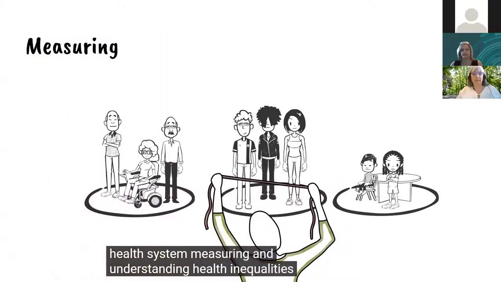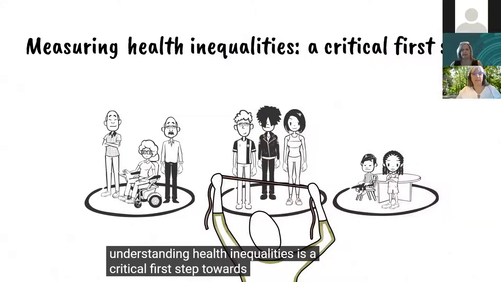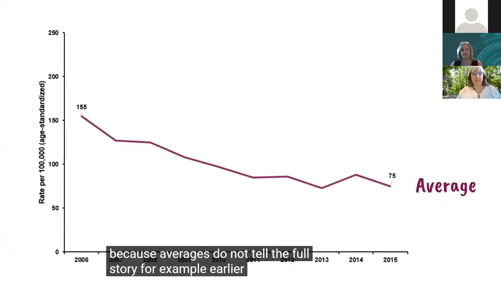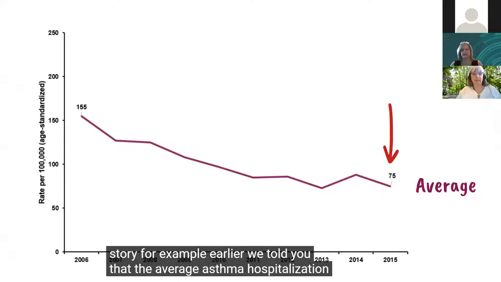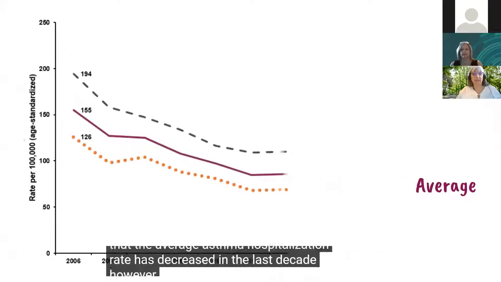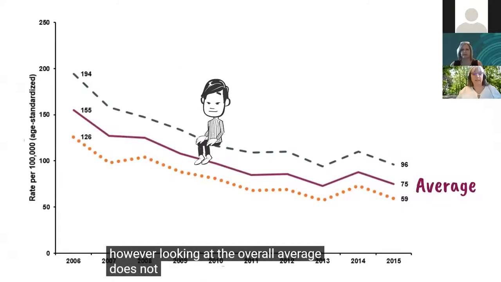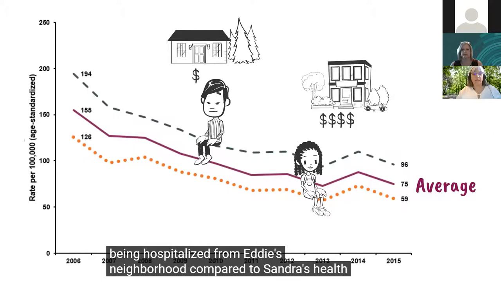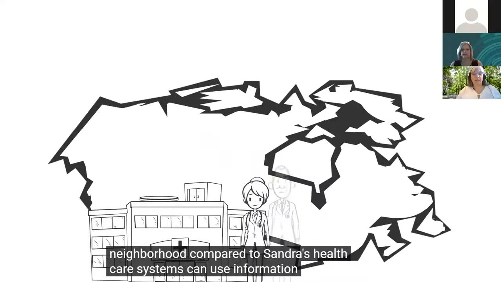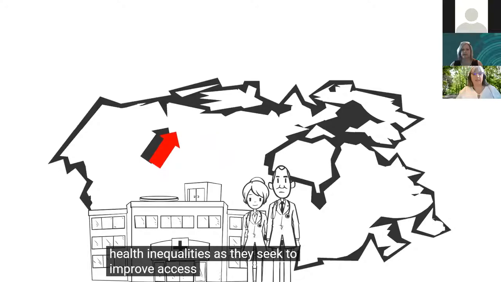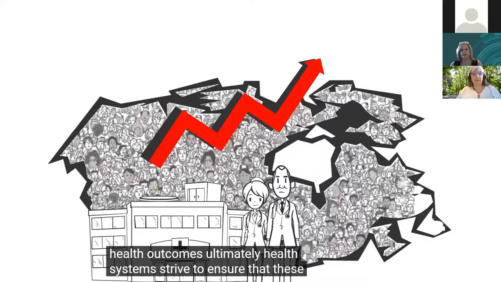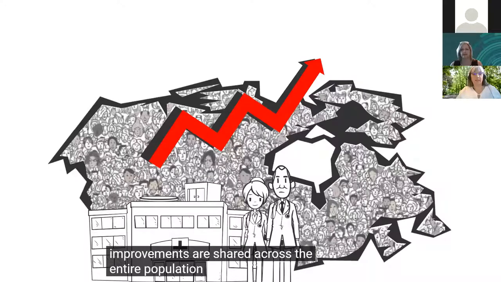Measuring and understanding health inequalities is a critical first step towards informing action to improve health equity. This is because averages do not tell the full story. For example, earlier we told you that the average asthma hospitalization rate has decreased in the last decade. However, looking at the overall average does not show how many more kids are being hospitalized from Eddie's neighborhood compared to Sandra's. Healthcare systems can use information on health inequalities as they seek to improve access to quality care and health outcomes. Ultimately, health systems strive to ensure that these improvements are shared across the entire population.